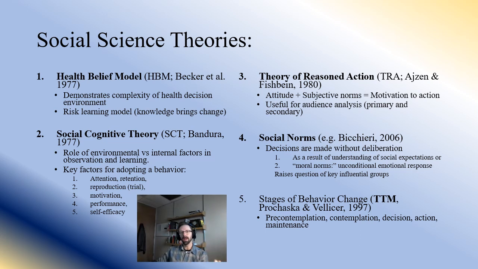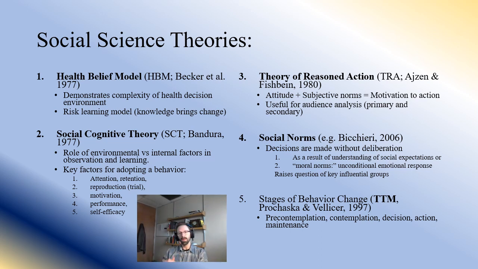Social cognitive theory is another one that is comparing the role of the environment to those internal factors in terms of observation and learning. And it gives you some key steps in terms of what people need to go through in order to adopt a behavior. That would be getting their attention, reproducing the message in their heads and then in their lives, feeling motivated to perform that behavior, performance of the behavior, but then there's also that self-efficacy component of it. It's like, all right, I've tried that behavior. Now, how do I feel about it? Am I going to bring it into my life and carry it forward?